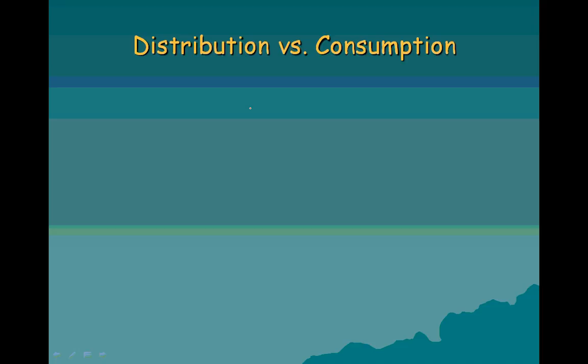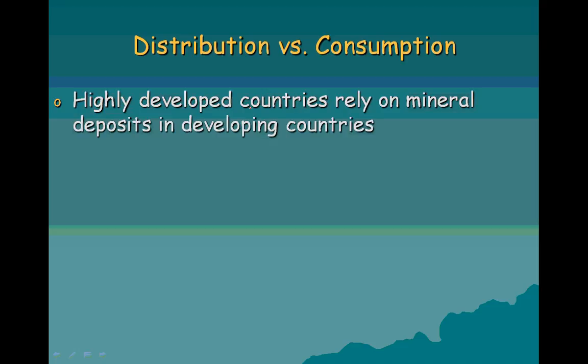Alright, so now the next topic is something that you read about and have for homework, which is the distribution versus the consumption of minerals around the world. And this is a big deal because there's a pretty big skew. Highly developed countries, as you know, rely on the mineral deposits quite often in developing countries. And quite often in highly developed countries, they've exhausted their own supplies.